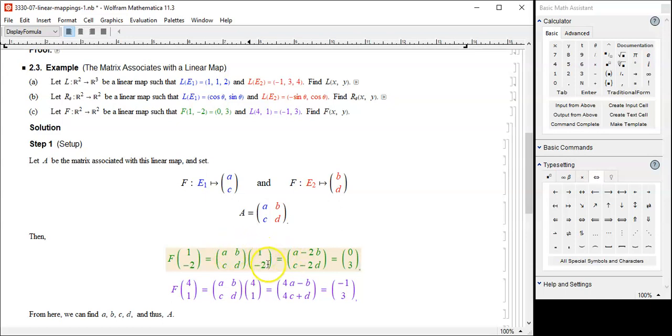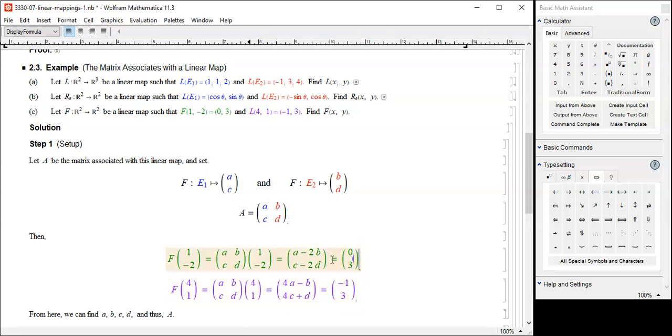1 times A minus 2 times B is equal to 0. And then 1 times C minus 2 times D is equal to 3. We get one system of equations. And then we have more. We have the second condition: (4, 1) is going to (-1, 3). So this matrix times (4, 1) is equal to (-1, 3).